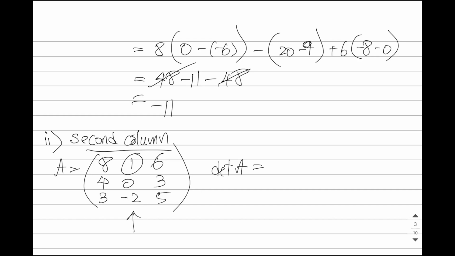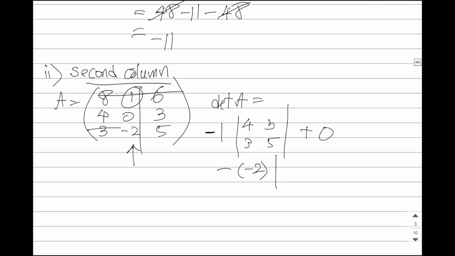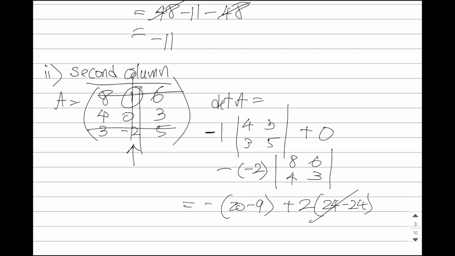I'll get a 1. That has a negative sign in front of it, according to the negative positive checkerboard pattern. If I cross that out and cross that out, I'll get a submatrix here, 4, 3, 3, 5. The next term is a 0, and that's why I picked this column. Subtract -2 into the submatrix there. So I'll cross out that row and I'll cross out that column. I'll get 8, 6, 4, 3. I'll get a -20 minus 9 plus 2 into 24 minus 24, which is a 0. And as advertised, I'll get the same number, -11.